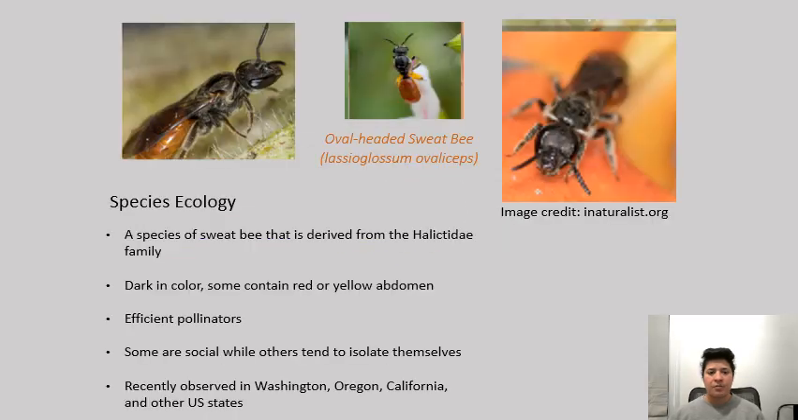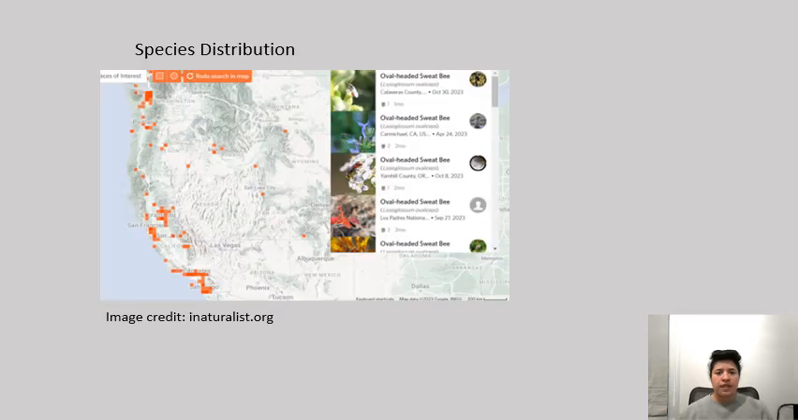The oval-headed sweat bee is dark in color and some contain red or yellow abdomen. They're efficient pollinators. Some are social while others tend to isolate themselves. Recent observations were in Washington, Oregon, California, and other U.S. states. As you can see here on this screenshot from iNaturalist.org, the species can be found scattered all along the Pacific Northwest states.